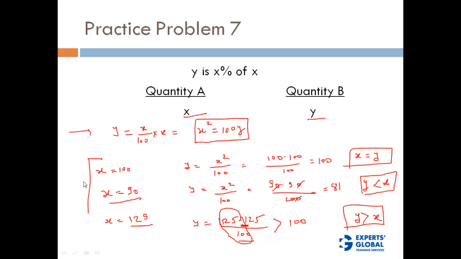Correct? So without relying on any other information, we come up with three cases where the same equation holds true, but we are not able to answer whether x is greater or y is greater, because depending on the values, x and y can exhibit all three relationships. So we say that this problem cannot be solved.